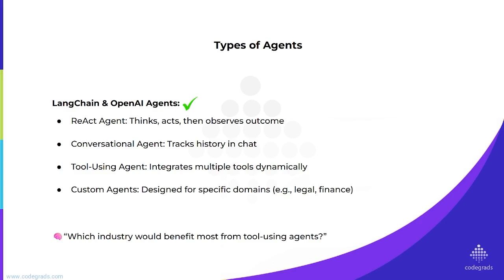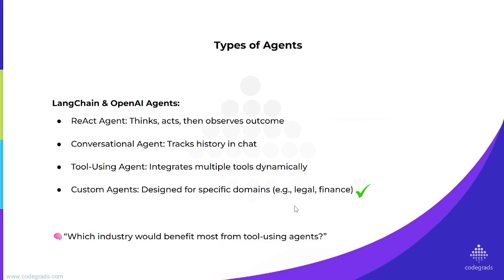We have LangChain and OpenAI agents. We have the ReAct agent, which thinks, acts, then observes the outcome and then decides the output. Then we have the conversational agent, which tracks the history in chat. The conversational agent is much more important when we are trying to build a chatbot, where we track the history of the user in the chat. Now, the tool-using agent integrates multiple tools dynamically. So when we need to use multiple tools, we can integrate them by using the tool-using agent. And we can also build a custom agent designed for a specific domain for a particular task.